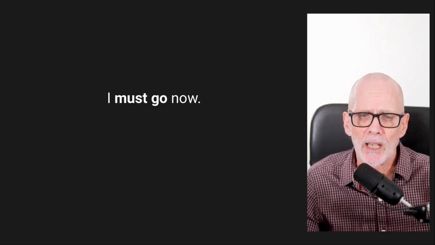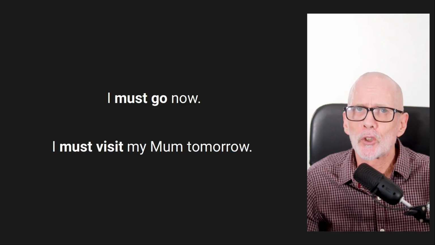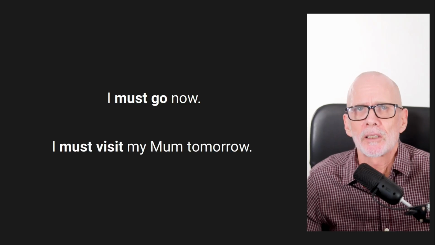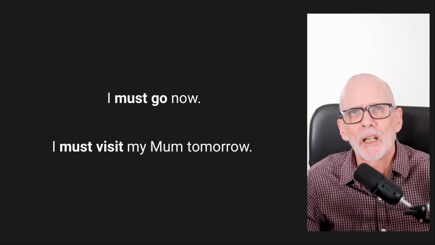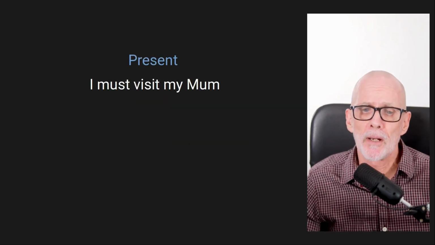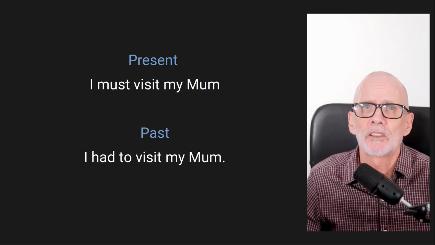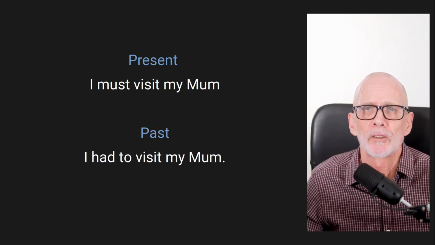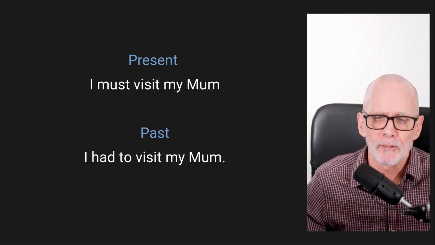For example, I must go now, or possibly the future. I must visit my mum tomorrow. There is no past, there is no present perfect. We can't use it in any other tense. So the past of I must visit my mum is I had to visit my mum. And it's the same with the other tenses, the present perfect. We have to use have to.